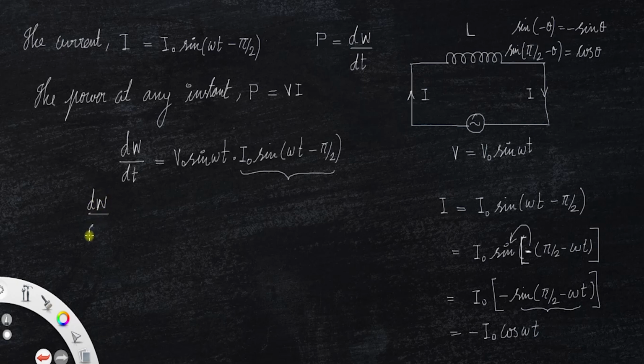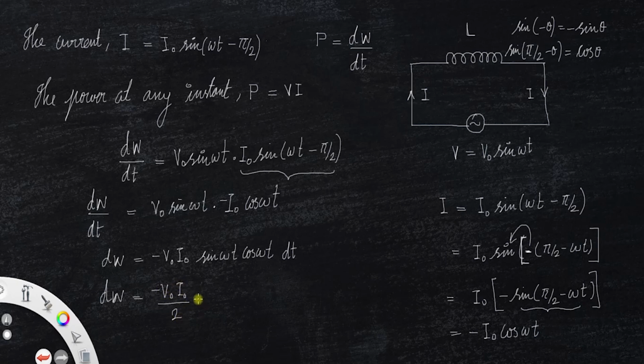Therefore dW divided by dt will be V0 sine omega t times minus I0 cos omega t. Rearranging, you will get dW is equal to minus V0 I0 sine omega t cos omega t dt, taking dt to the right. Now this can be simplified: dW equal to minus V0 I0, let me divide and multiply with a 2. This gives 2 sine omega t cos omega t dt, and if you cancel the two, it is the same equation as before.